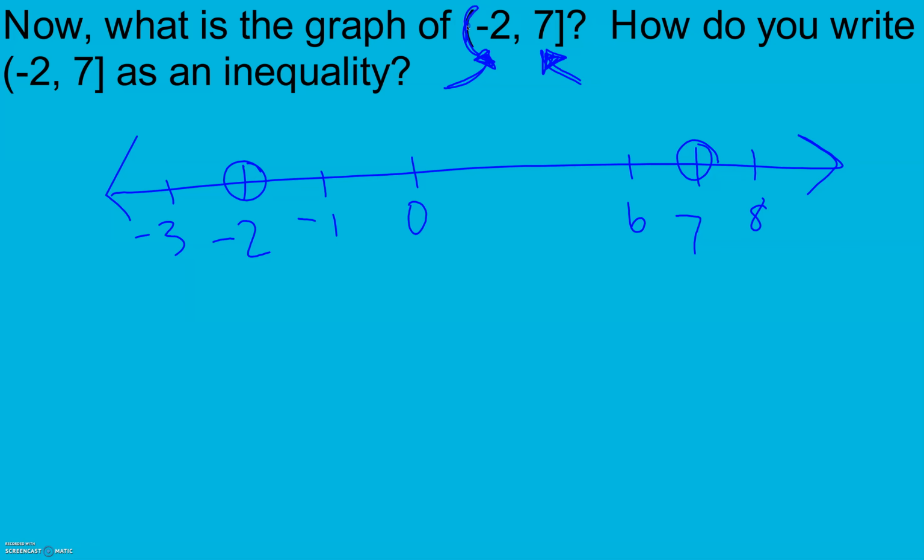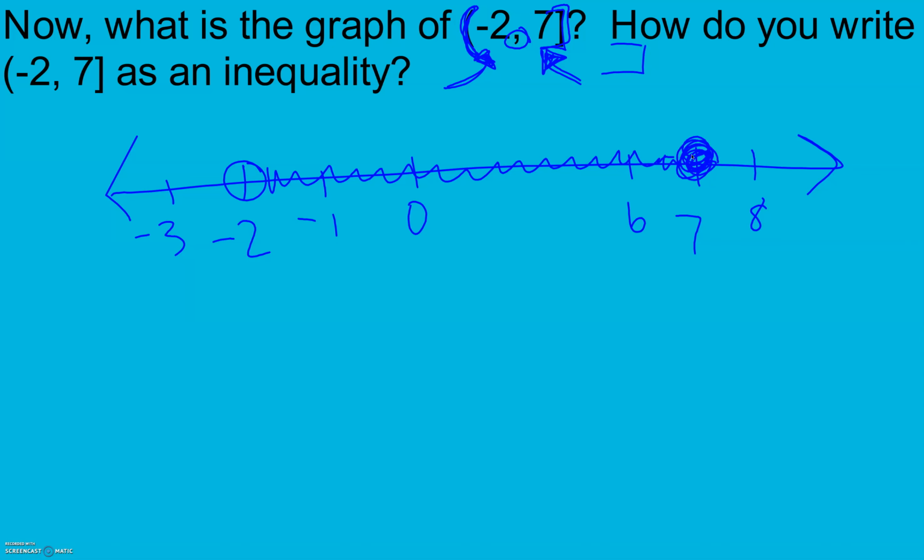At -2, I have a parenthesis, so I keep that open. I have a comma in between the -2 and the 7, so that's going to be my shading on my number line. And at 7, I have a bracket, and that tells me that it's equal to, so I fill that in. Here's my graph.